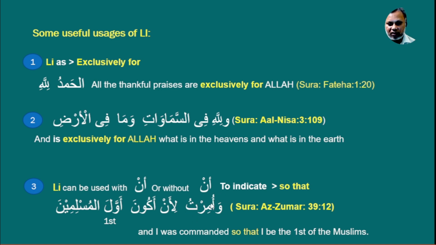Here umirtu is the passive verb. Wa means and, umirtu, I was commanded. Li an, so that I be the first. Li an is the particle with an. Akuna means I be. Awwala means first. Be the first of the Muslims, muslimina. And I was commanded so that I be the first of the Muslims. Here the li is used with an to indicate so that.